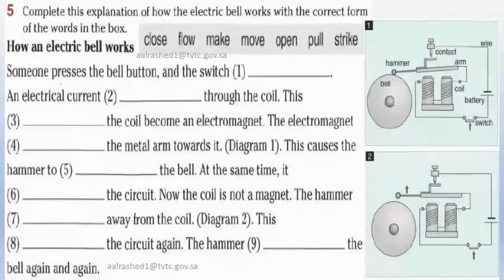Okay, let's start answering the question. Someone presses the bell button and the switch closes. Okay, this is the switch. Closes. An electrical current flows. Again, if you have water or current, you should use the verb flow. It means go.